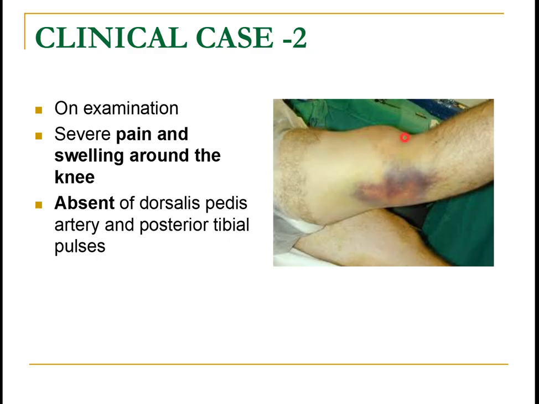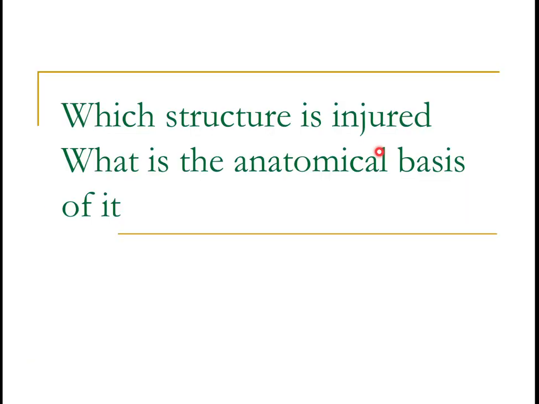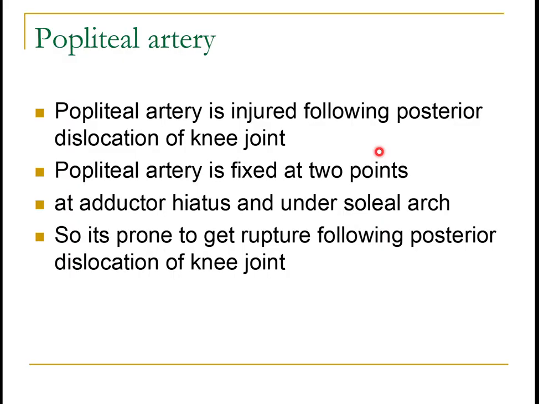On examination, there is severe pain and swelling around the knee joint, and there's an absence of dorsalis pedis artery and posterior tibial artery. So, which is the structure which is injured and what is the anatomical basis of it?